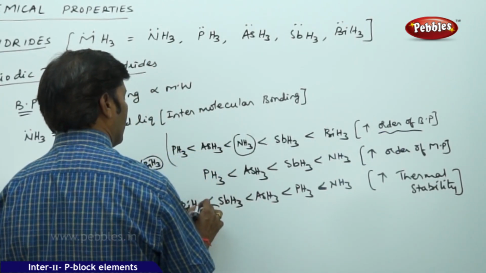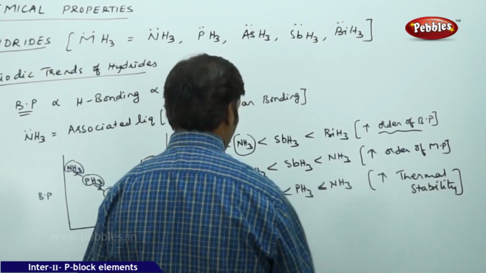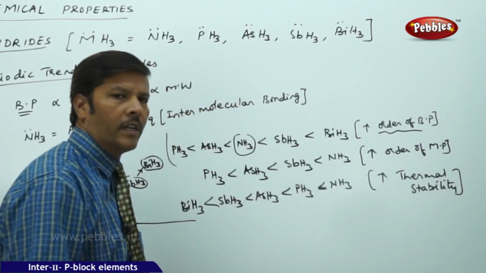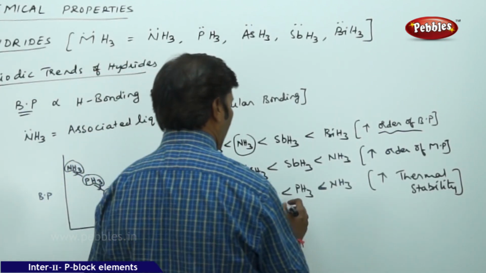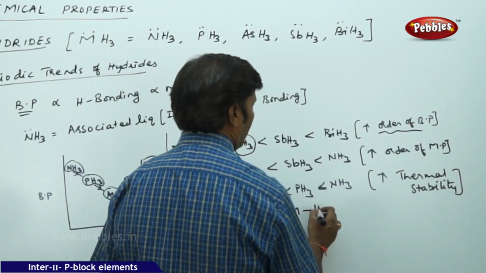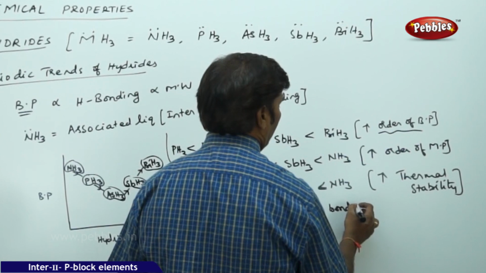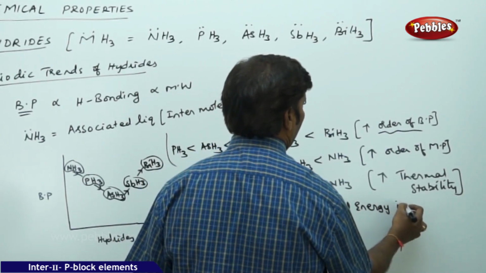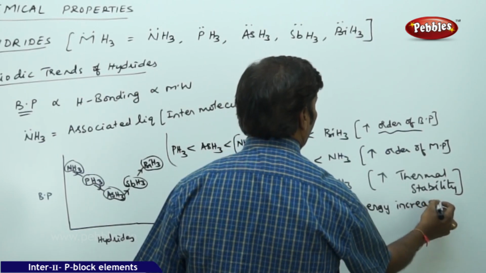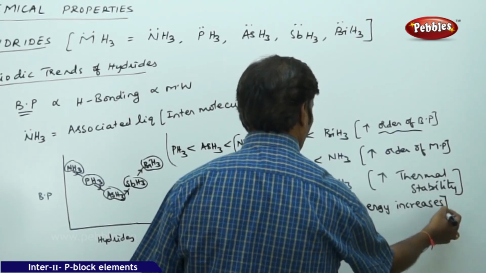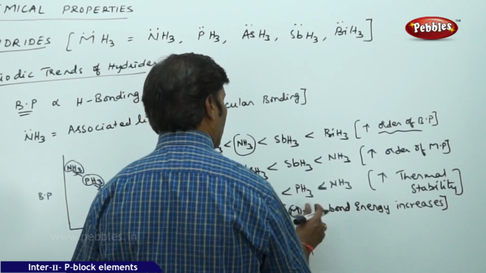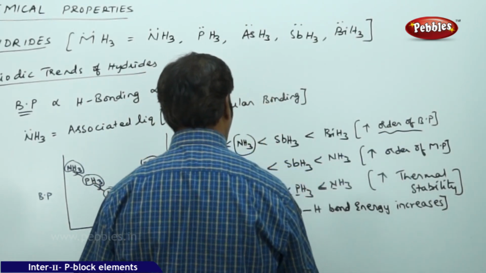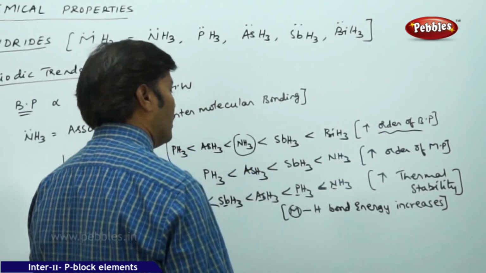The reason why the thermal stability increases from bismuth to nitrogen in their respective hydrides is because of the element-hydrogen bond energy, that is the M-H bond energy. The element-hydrogen bond energy increases. Here M is the element, and M can be anything: nitrogen, phosphorus, arsenic, antimony, bismuth.